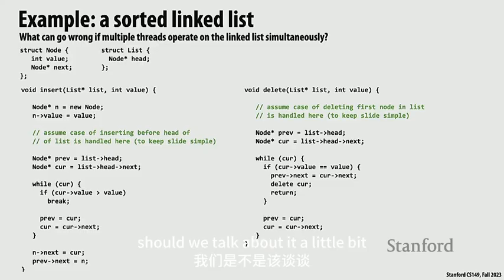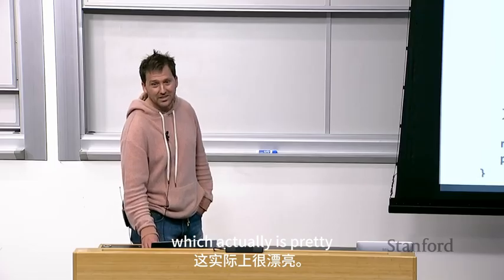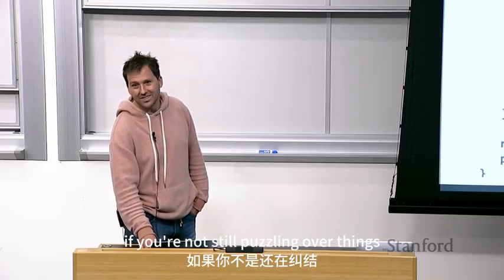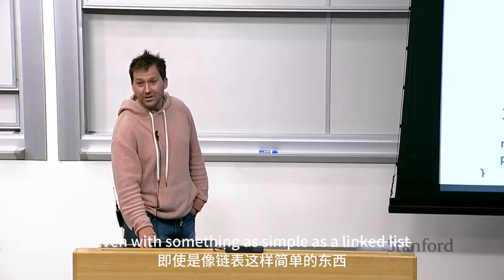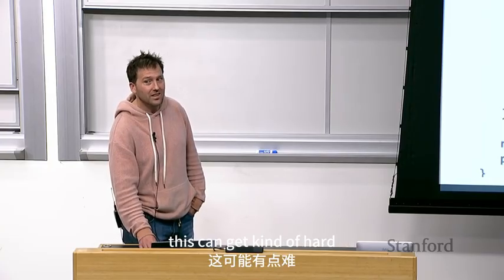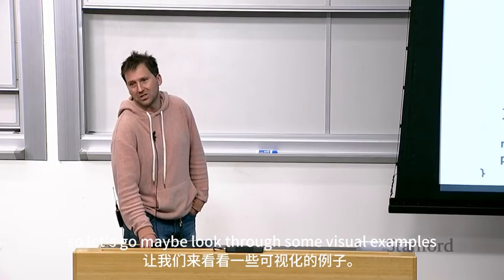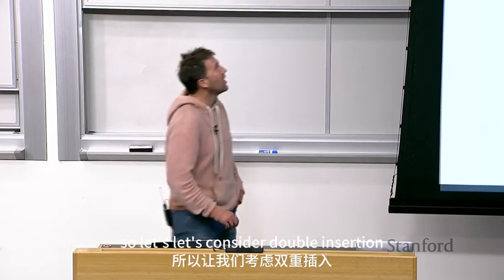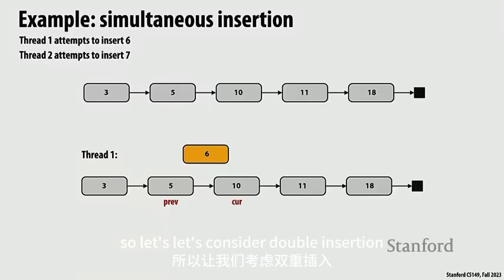All right. Should we talk about it a little bit? I see some people still puzzling over things. If you're not still puzzling over things, I'm impressed, because even with something as simple as a linked list, this can get kind of hard. So let's look through some visual examples that might help everybody here. Let's consider double insertion for now. Let's say that I have this list: 3, 5, 10, 11, 18. And let's say that I want to attempt to insert 6 and 7, right next to each other in the list.